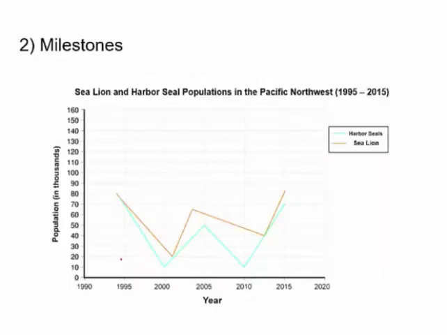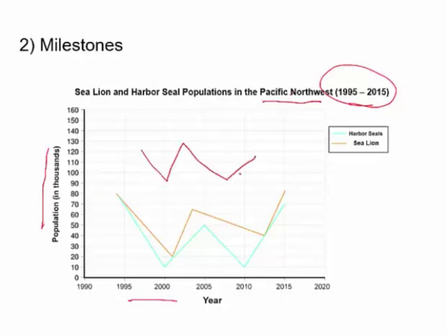Now, we see some trends in this one as well, okay? Here we've got sea lion and harbor seal populations in the Pacific Northwest, and the time period here is 1995 to 2015. We've got their population numbers over here on the left side, and we've got the time represented at the bottom. So we do have some trends here. In general, I would say we've got a general pattern of falling and rising. So we could report about that as the key information, and that would be perfectly fine to report about that trend that you notice here.